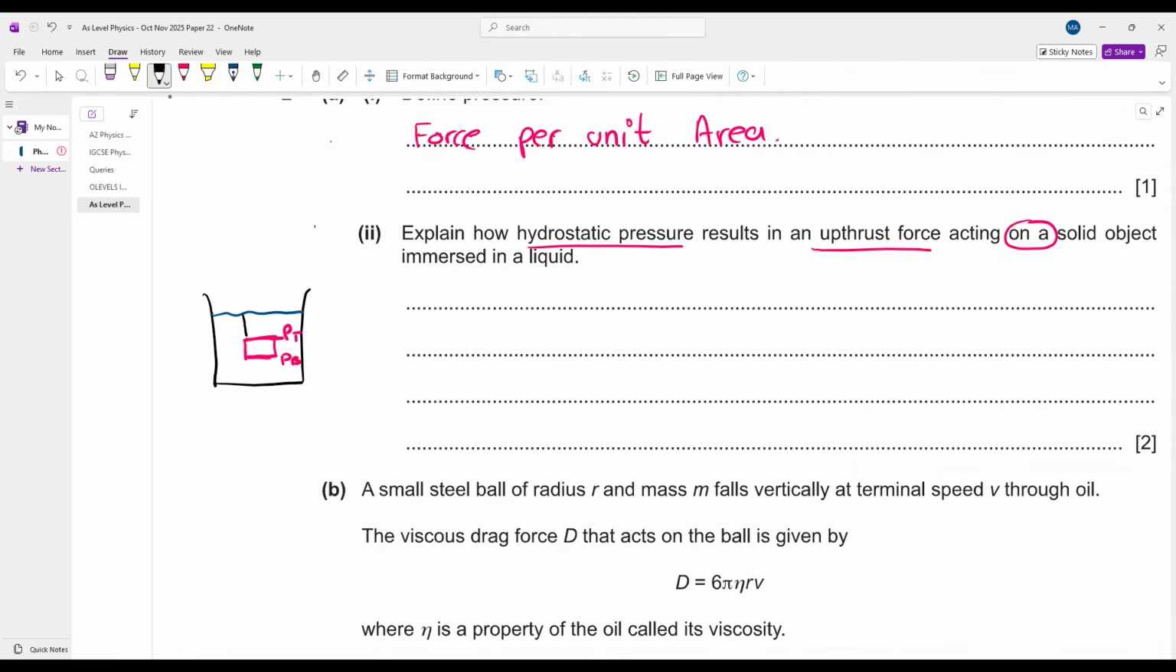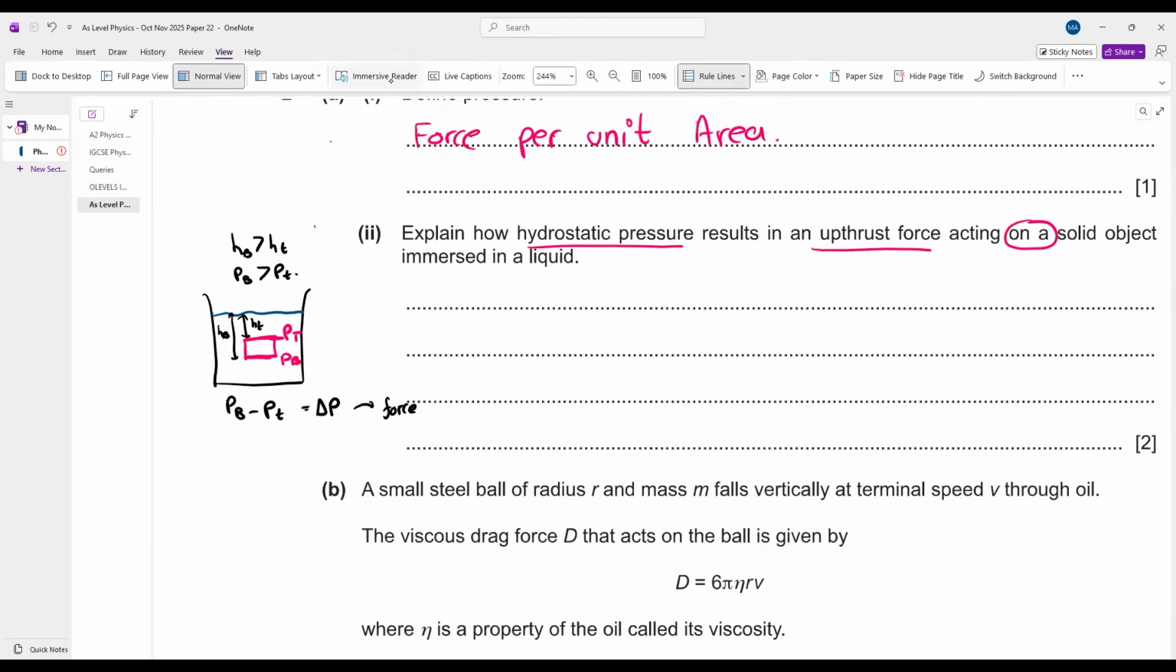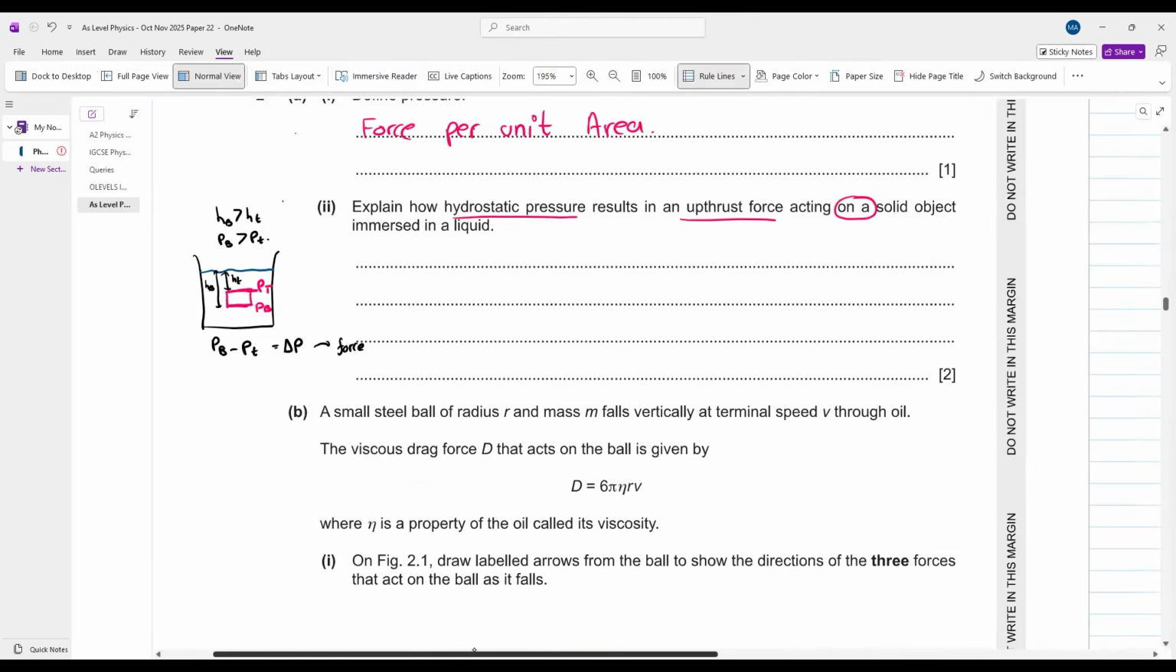Because the top surface is at a lesser depth compared to the bottom surface. Beta, since the bottom surface is at a greater depth compared to the top surface, the pressure at the bottom surface will be greater than the pressure at the top surface. This difference in pressure, pressure bottom minus pressure top, results in a force known as upthrust. So how will you write this entire thing?